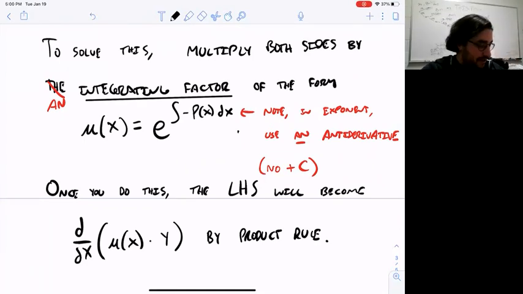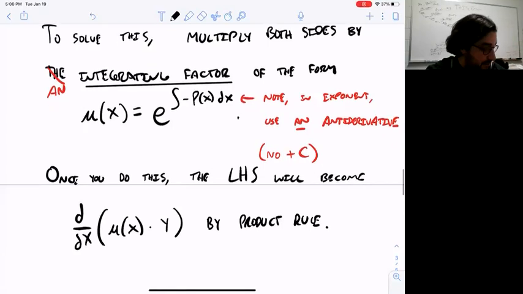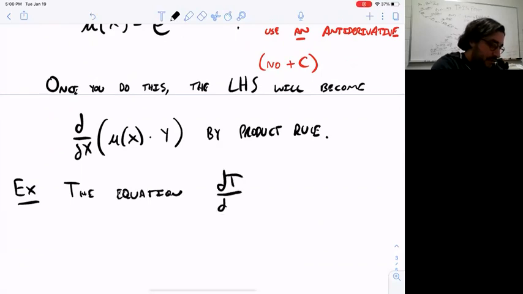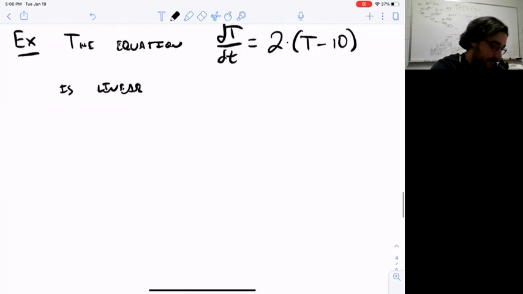And here it might sound a little bit cryptic. I think it makes a lot more sense in an example. So let's do that. Let's go to an example. Let's do actually the same example. It turns out it's linear, right? So the equation dT/dt = 2T minus 10, right, is a perfectly good linear first order equation.